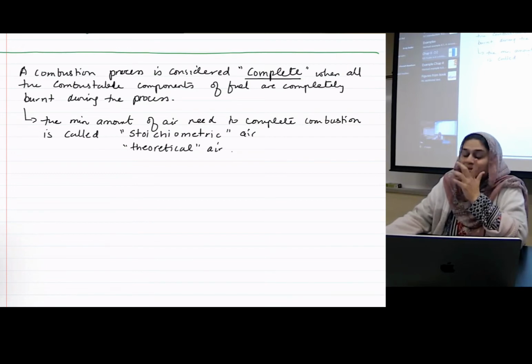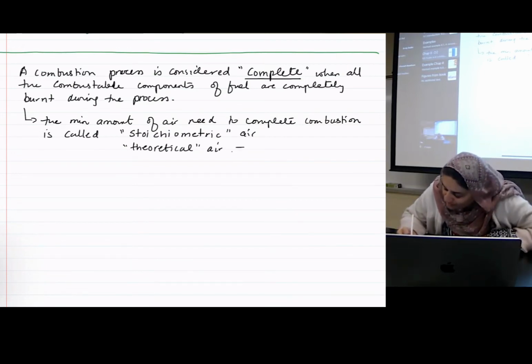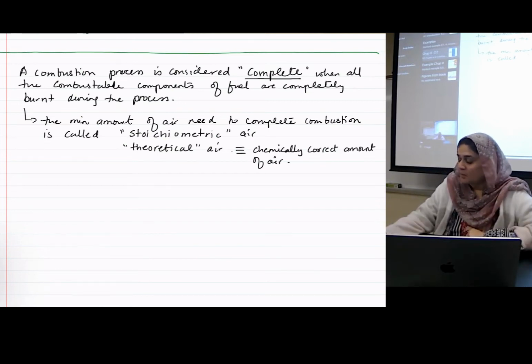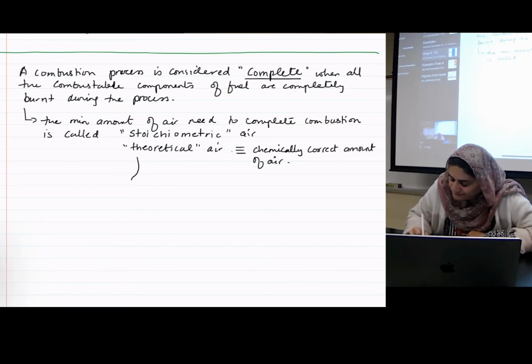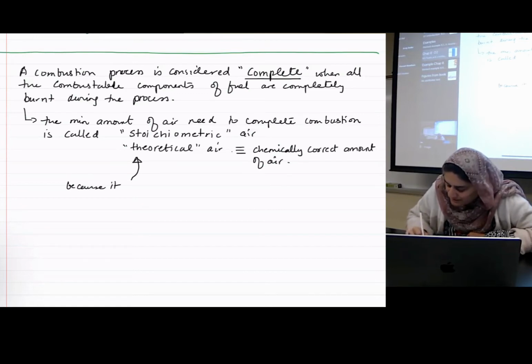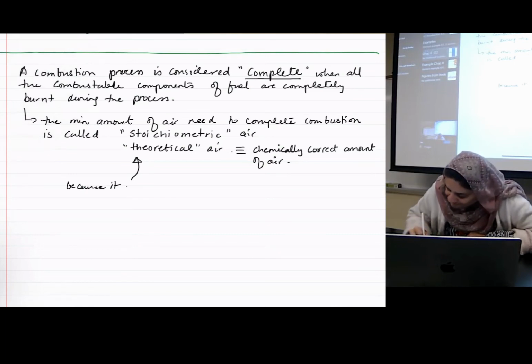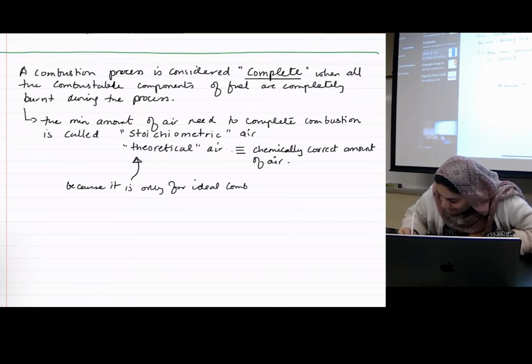And why is it called theoretical? I'll explain in a second. It is also called sometimes chemically correct amount of air. Why is it called theoretical air? Because it is only for ideal combustion processes.